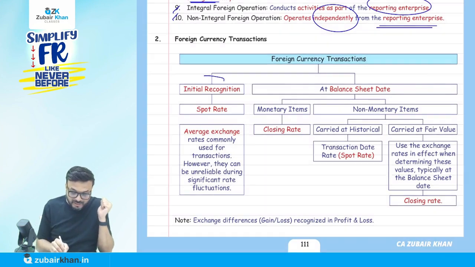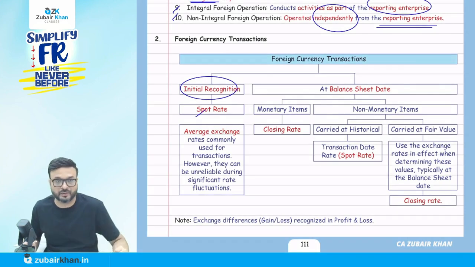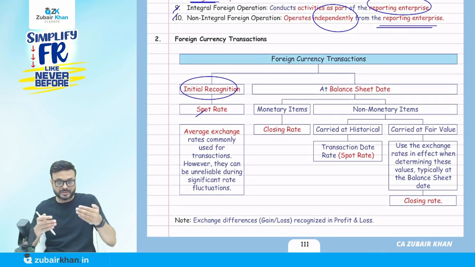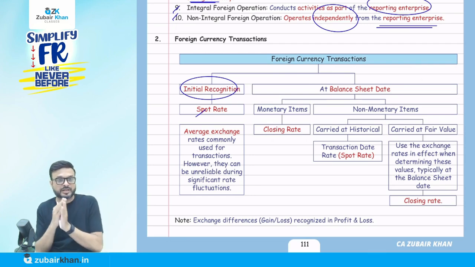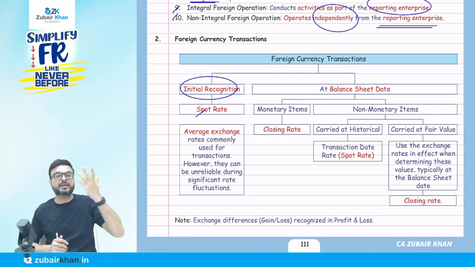Now, how to recognize it in the books of account? There is the initial recognition. It means the first time we have to record it at the spot rate. Now, listen very carefully. For example, here I purchased something from the US. So we pass the entry: purchase account debit to creditor account. What should be the exchange rate? Because I'm liable to pay them in US dollars.